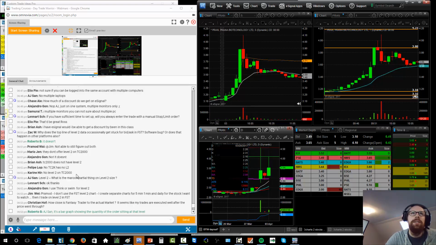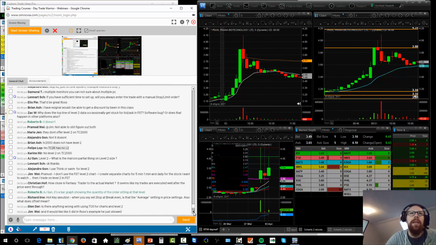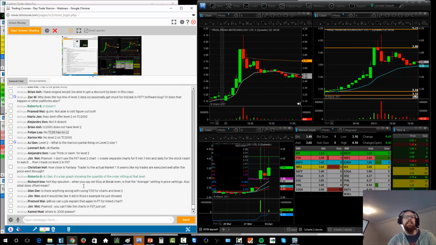No level 2 on TC2000, so that's good to know. That's one advantage for keeping eSignal. Hotkey question. When you say stop at break even, is that the average setting? Yes, that's the average price. And the offset is putting a number of cents above or below that price point. So if I want to buy a stock at 5 cents above the ask, I say ask price with a 5-cent offset.